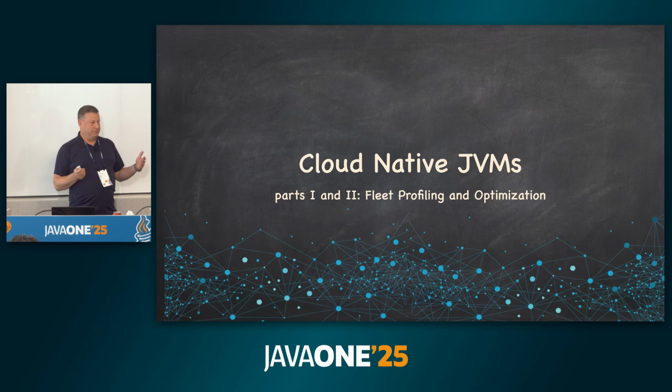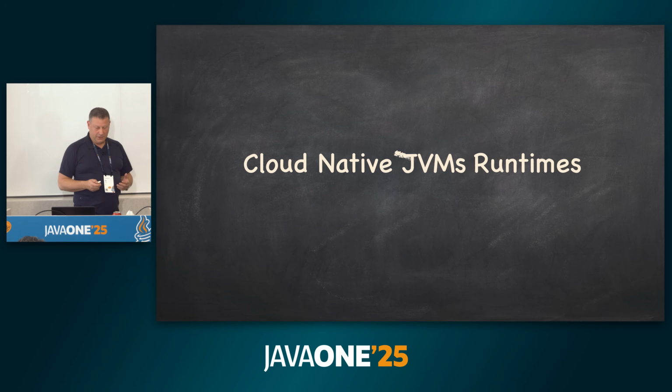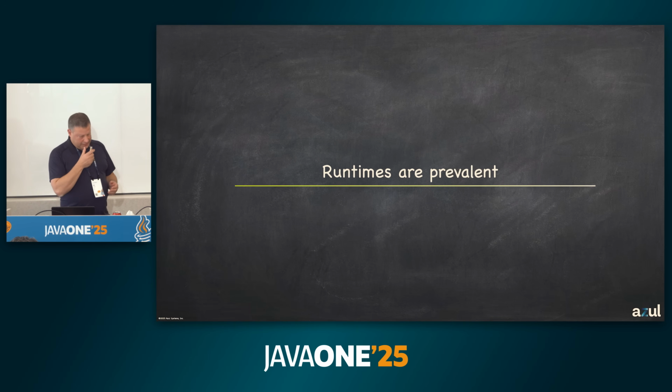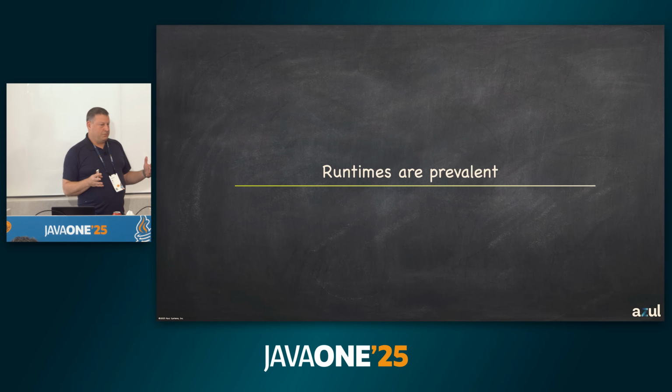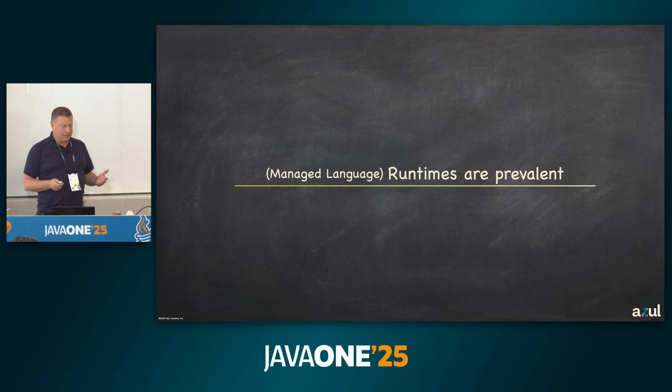I want to start with what Cloud Native JVMs are, and to take a step back from even the JVM part, let's think of it as Cloud Native runtimes. And what do I mean by that? Runtimes are prevalent. They're everywhere in what we build and run, and we have a lot of languages out there. Most of them today run on some sort of a managed language runtime.